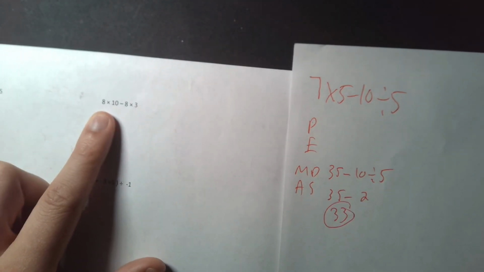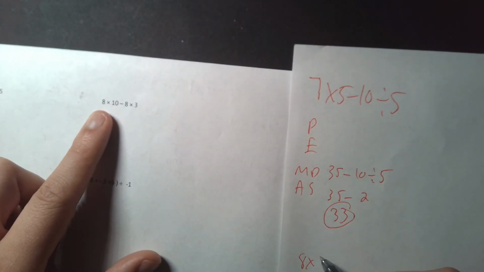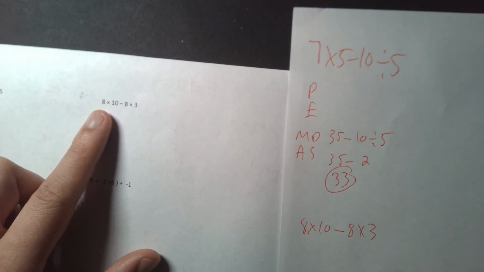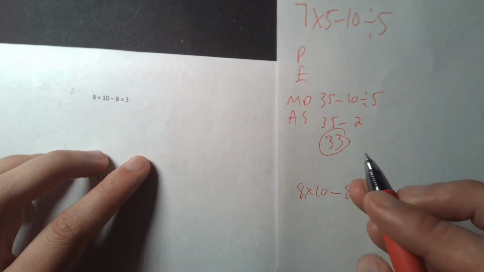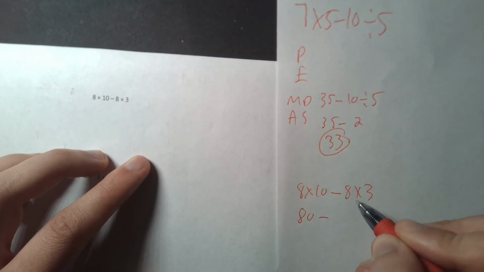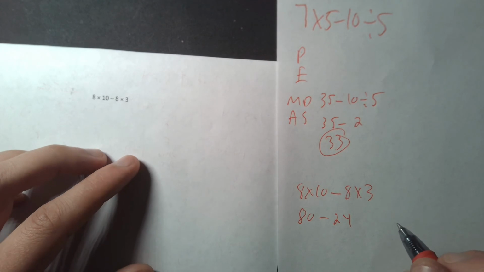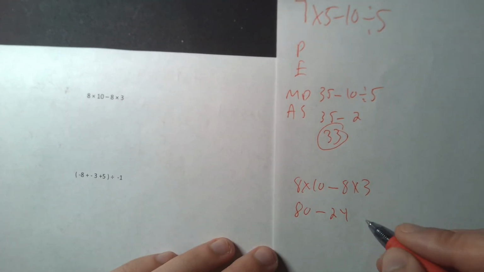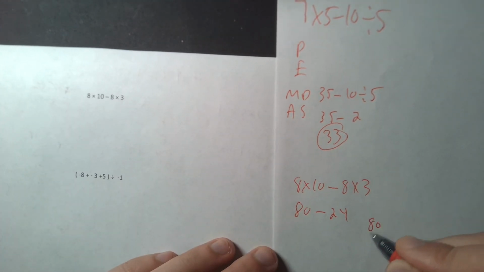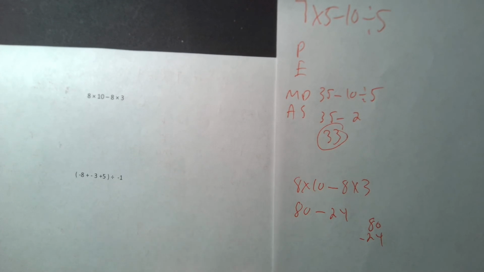Okay. Up next, we have this one. We have 8 times 10 minus 8 times 3. Okay, 8 times 10 is 80. Minus 8 times 3 is 24. Okay, well, maybe you can't do that in your head. So we can write it vertically. Okay, we're going to have to borrow. 10 minus 4 is 6. 7 minus 2 is 5.